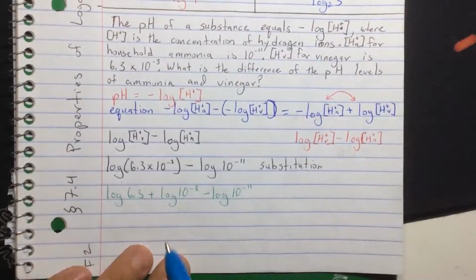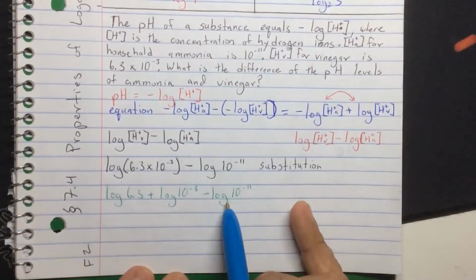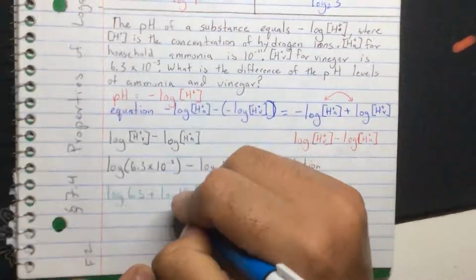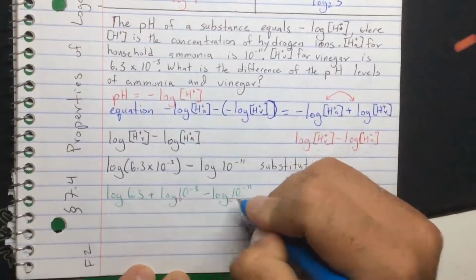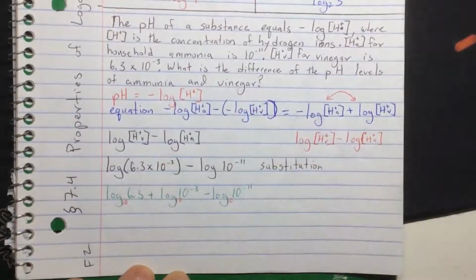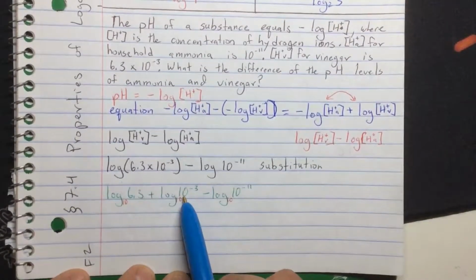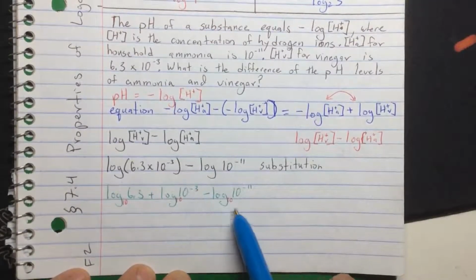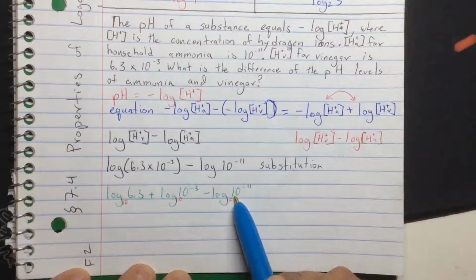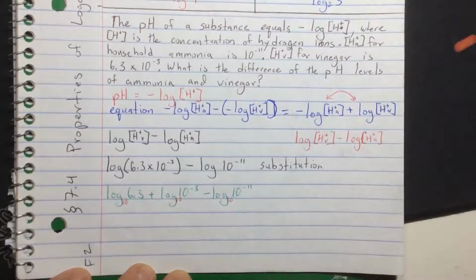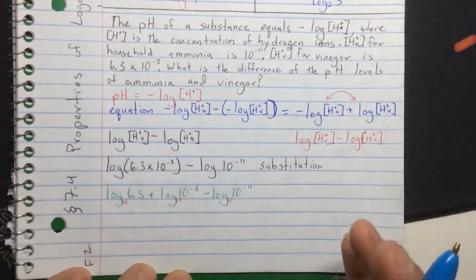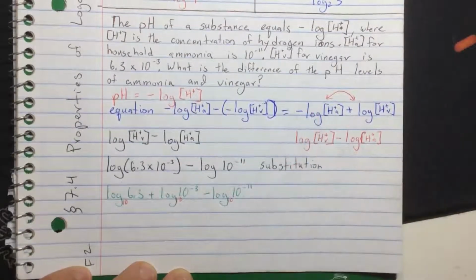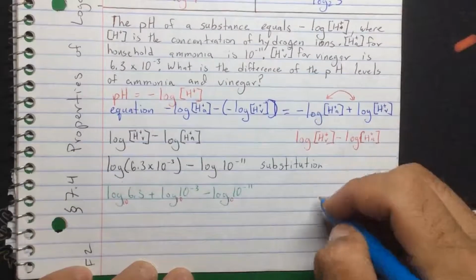The cool thing for us is that because these logs are not given a base, we know they're secretly log base 10, log base 10, and log base 10. That means log base 10 of 10 to the negative 3 power is just going to equal negative 3, and log base 10 of 10 to the negative 11 is just going to equal negative 11. I can do a little side note here to show you what I mean.